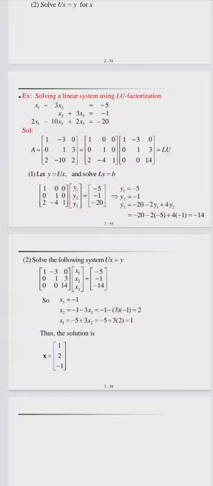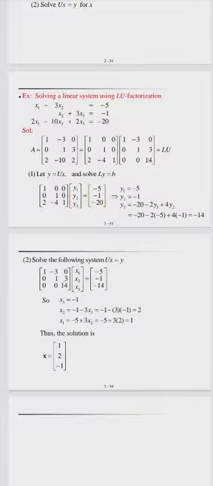From the first equation, y1 = -5. From the second row, y2 = -1. Then the third equation, the third row: 2y1 - 4y2 + y3 = -20.